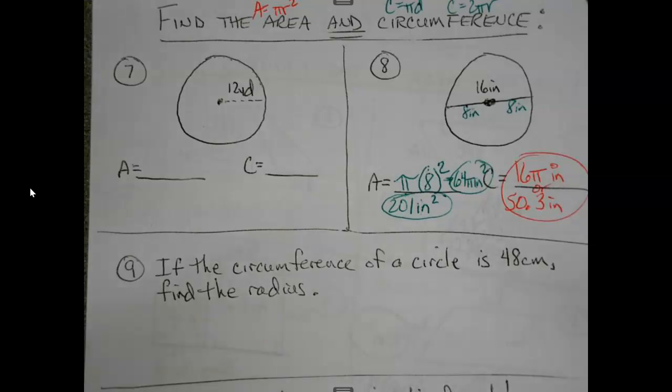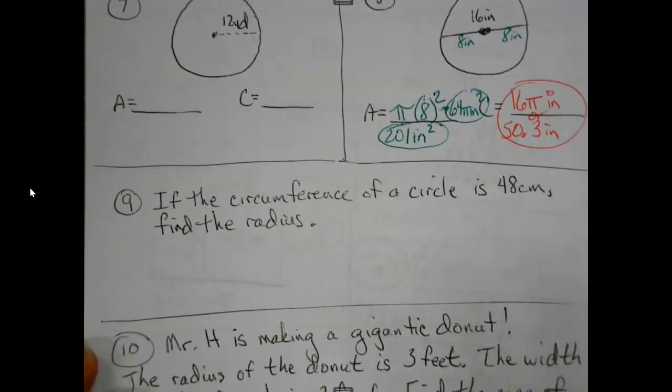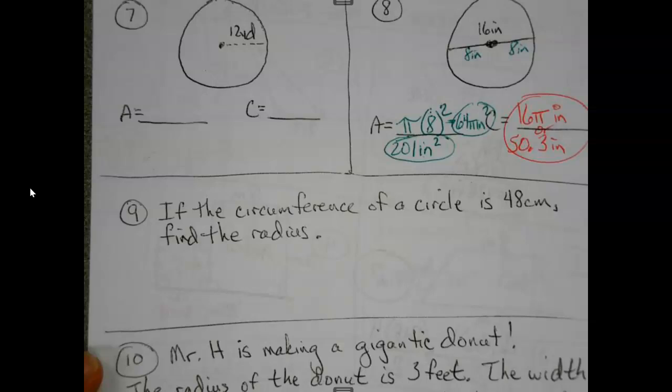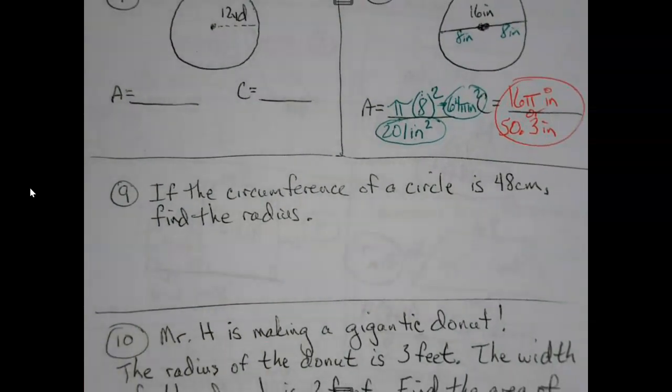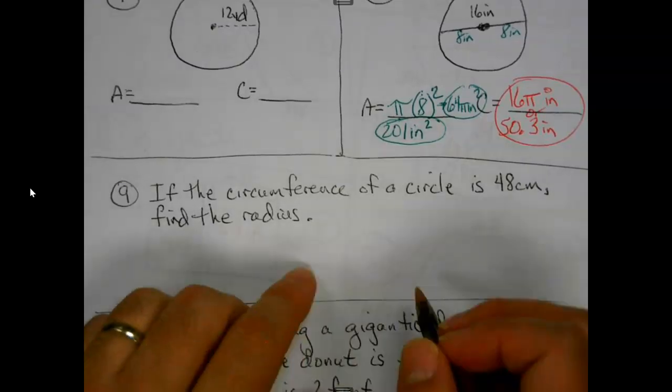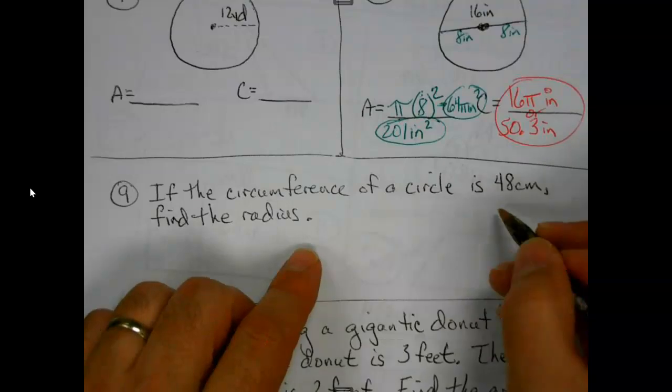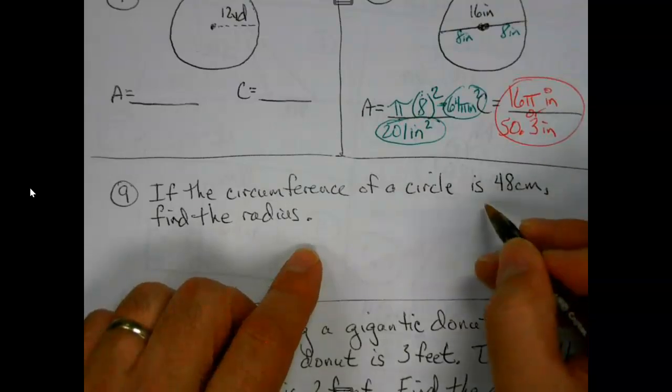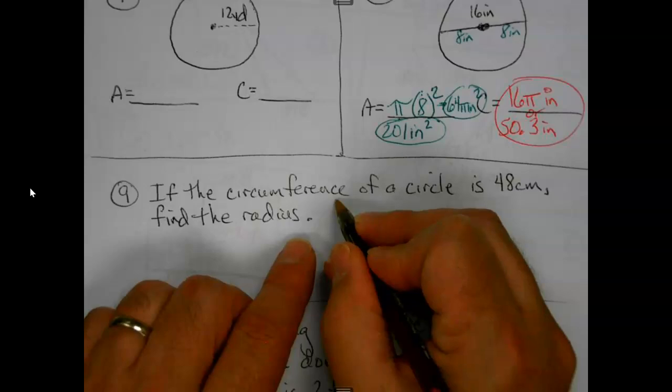Okay. One question without a picture. Let's hang here for a minute. If the circumference of a circle is 48 centimeters, find the radius. You're like, okay, wait. The circumference is all the way around. That's not just like the diameter or the radius. So let's think about this.